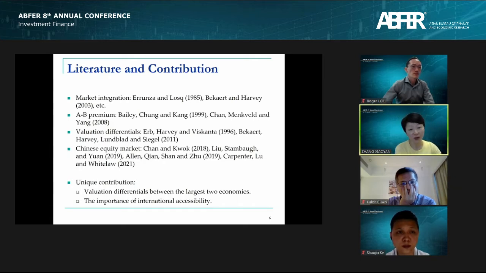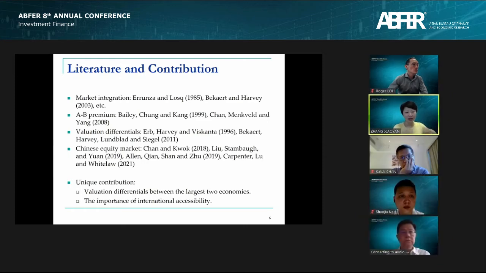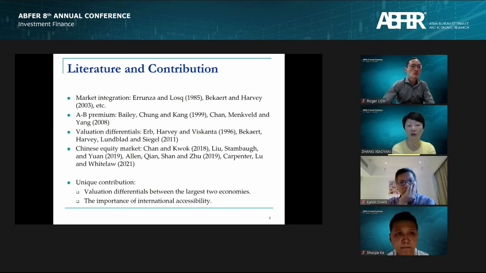And there are papers on valuation differentials. And then we have a paper on Chinese equity market. Also, again, Kalok has a paper. So what's our contribution? We take the perspective of valuation ratio instead of returns, because we want to understand what drives the valuation ratio differentials. And then we want to focus on the regulation changes.